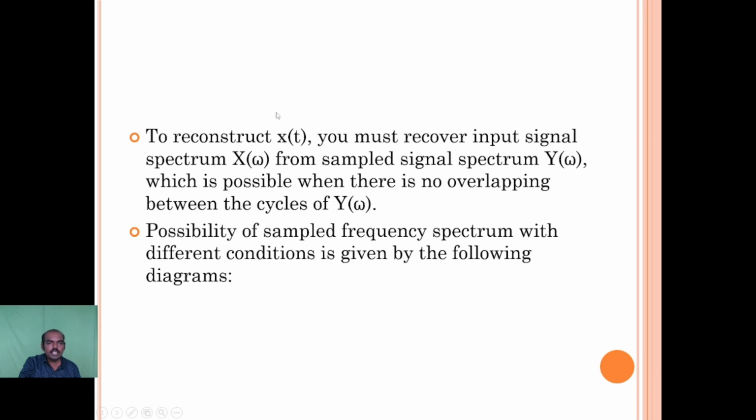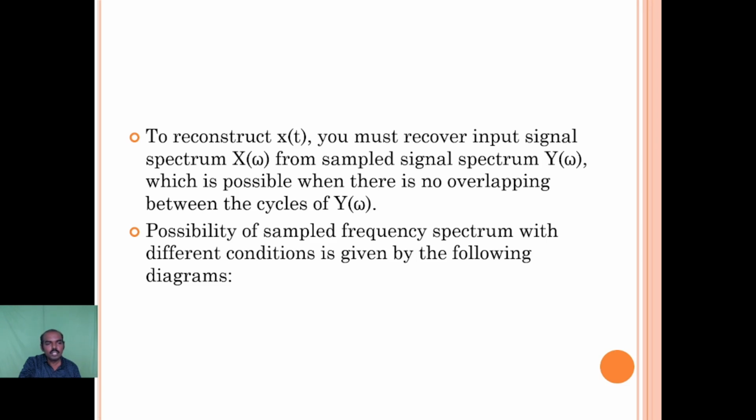To reconstruct x of t, you must recover the input signal spectrum X of omega from the sampled signal spectrum Y of omega. Here, X of omega is the input signal, and Y of omega is the output sampled signal, which is possible when there is no overlapping between the cycles of Y of omega. Here we used the sampling theorem condition Fs is greater than or equal to 2F. So here there is no overlapping between the cycles of Y of omega.